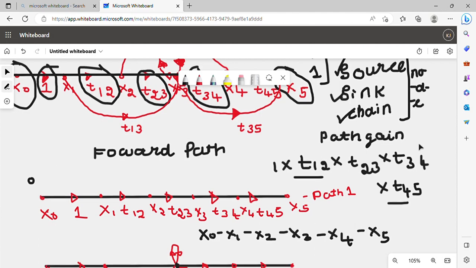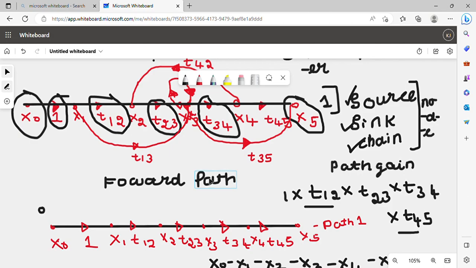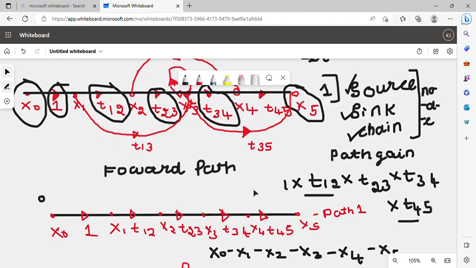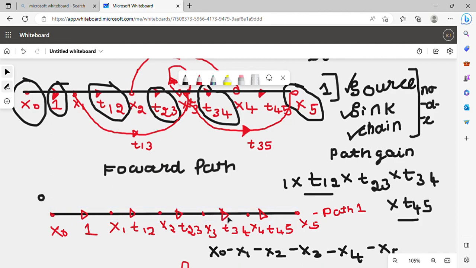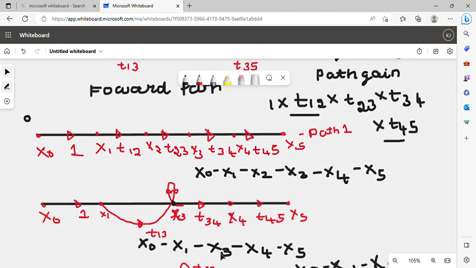And what is my forward path? It is the path of branch gains from the input node to the output node. The path from the input node to the output node is what I call my forward path, right? My first forward path is the straight line, x0, x1, x2, x3, x4, xy. My second one is x0, x1, x3, x4, xy.